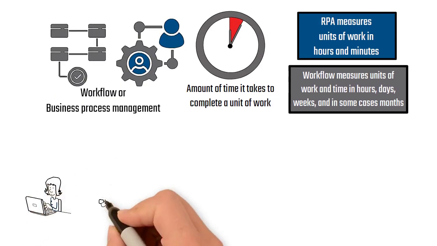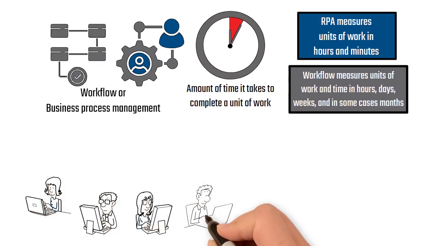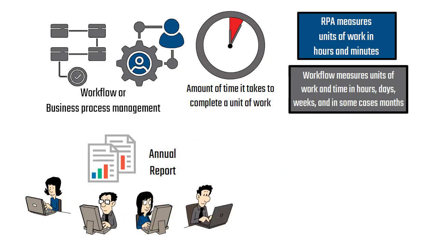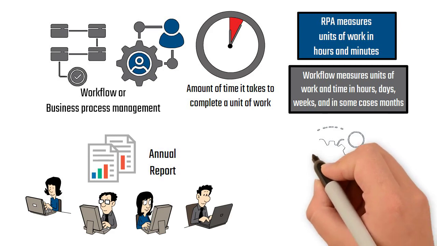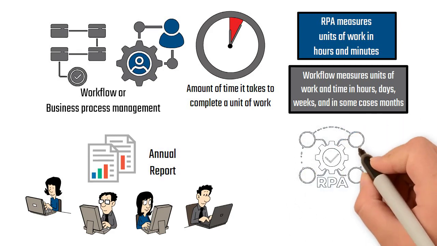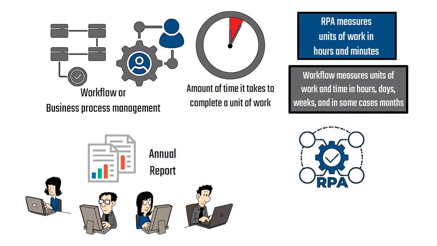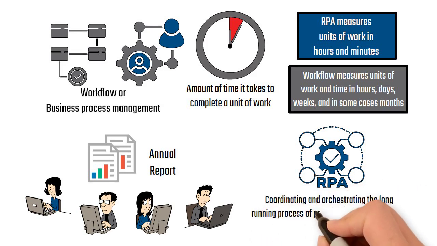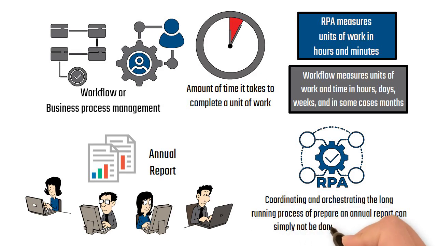Quick example here is that we've helped a Big Four accounting and audit firm automate how they prepare an annual report for a multinational corporation. Compare and contrast this to RPA: RPA can help with many of the steps along the way, but coordinating and orchestrating the long-running process of preparing an annual report can simply not be done with RPA alone.